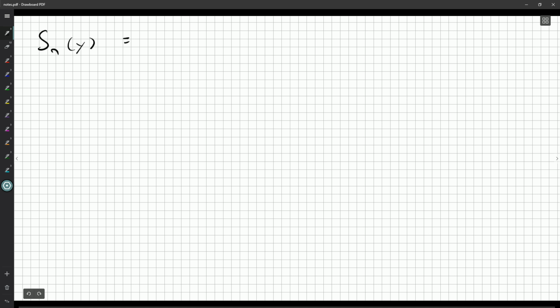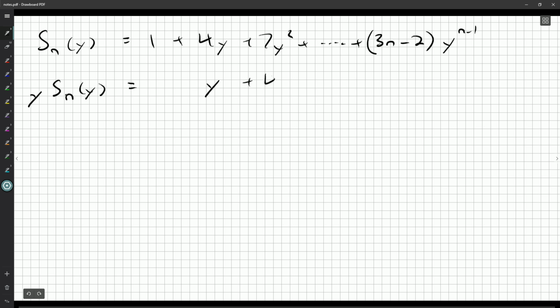S_n of y is 1 plus 4y plus 7y squared all the way up to, I guess we can say, (3n minus 2) y^(n minus 1). I'm leaving a little bit of space here. And if you come along and you multiply by y, you'll get 1y, 4y squared, (3n minus 5) y^(n minus 1), and you'll get (3n minus 2) y^n.